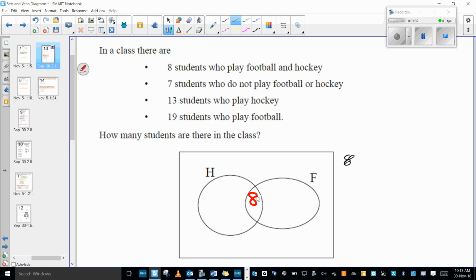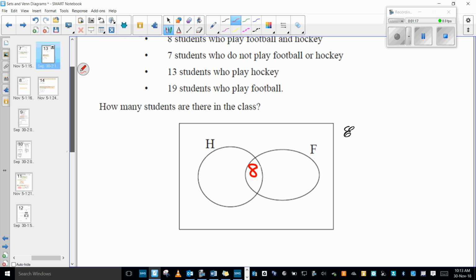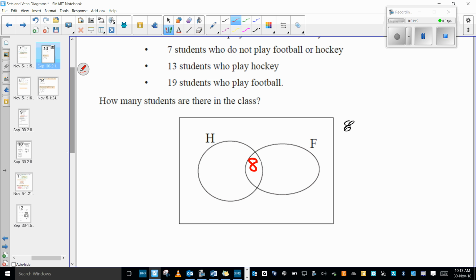Are you happy with that? Now, there are 7 students who do not play football or hockey. Where would those go? Casey? On the outside. On the outside. Anywhere on the outside.